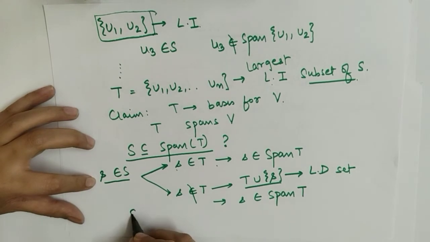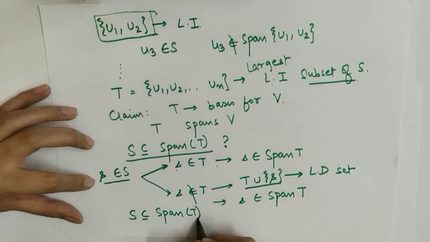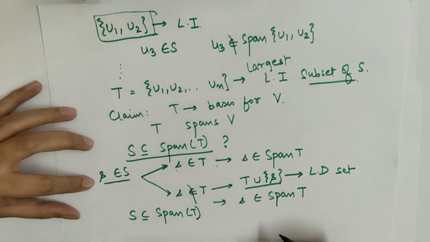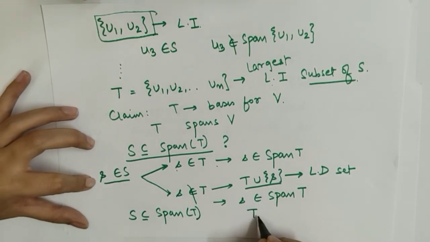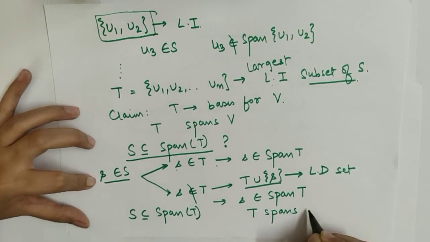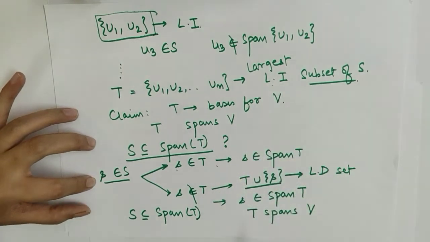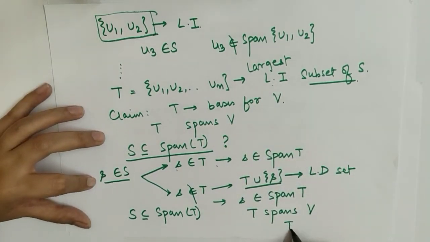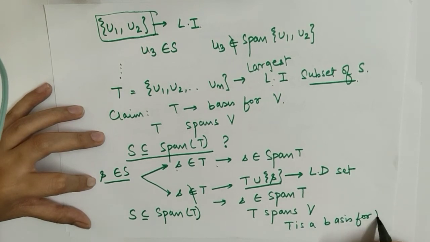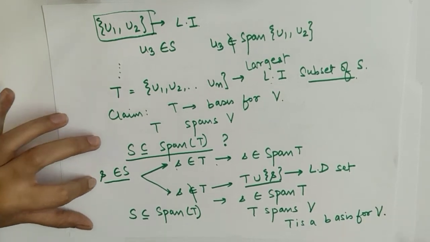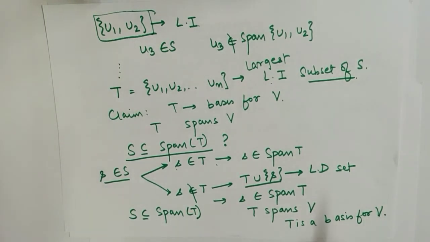So that means in either case we are getting S belongs to span of T. So that means our subset S is contained in span of T. Hence T spans V. T is linearly independent. So that means that T is a basis for V. Hence, V contains a subset of S that forms a basis for V.